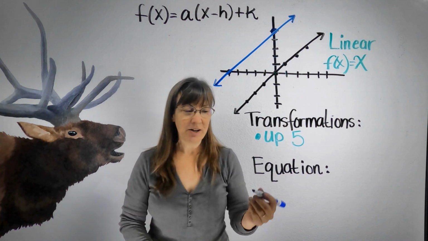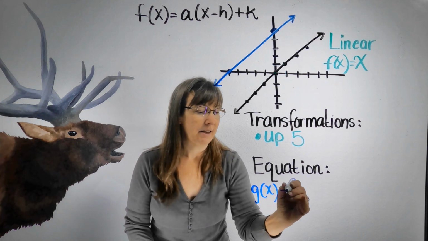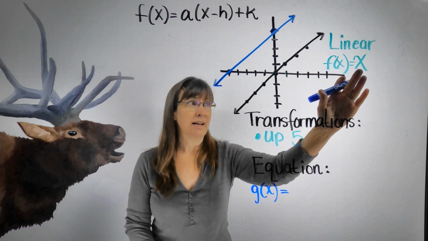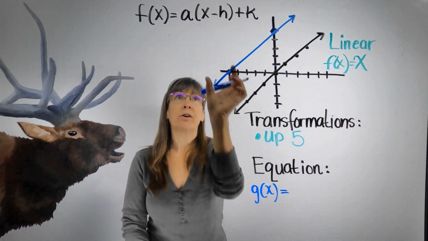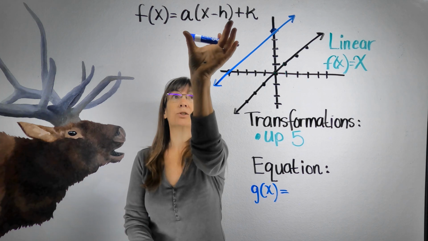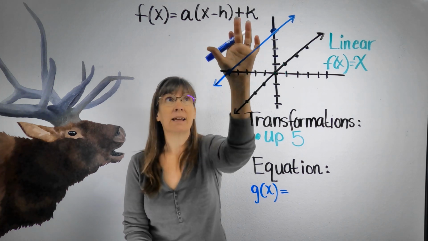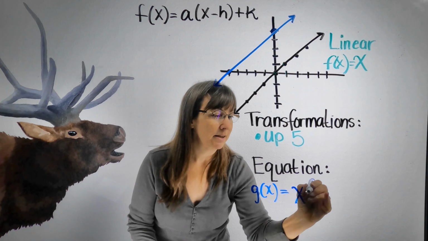So to write this equation, I'm going to name it. I'm going to call this one g of x again. Now, my parent function, again, is just x. This one moved up 5. So I don't have any stretches or shrinks. It's not been reflected. So this whole piece is just x. And then here is my up. So I'll have x plus 5.